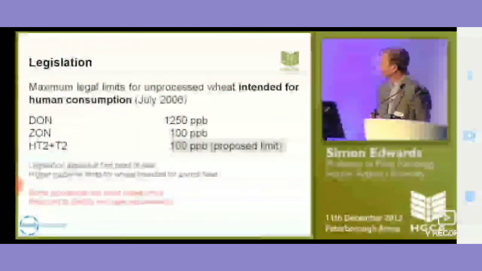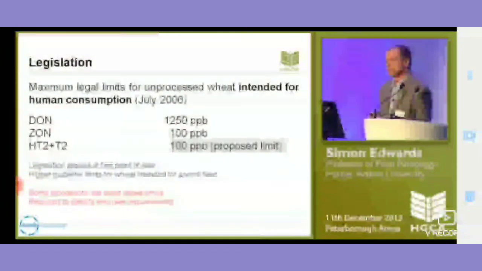We do have limits for feed, but they're only guideline limits, and again they were introduced in 2006. But again the Commission warned that if you just set guidelines and they are ignored, they'll set legislation. So it is important to be aware of guideline limits for feed as well.